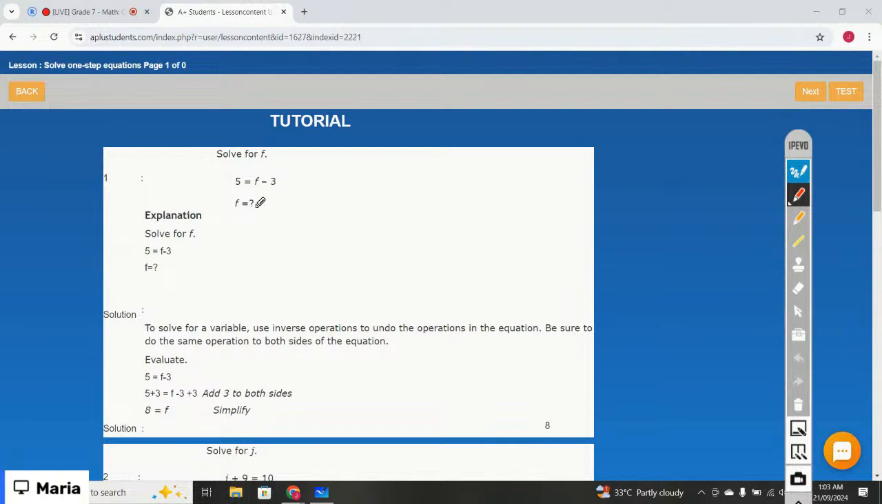Solve for f. The equation you are given is 5 equals f minus 3. You need to find the value of f, right? So you have to use the inverse operations to undo the operations in the equation. So be sure to do the same operations to both sides of the equation. Let's just add 3 to both sides, right? So you have 5 plus 3, f minus 3 plus 3. You are left with f, and 5 plus 3 makes 8. So that is f equals 8, right? So the correct option is f equals 8 because you need to isolate the variable f, right?